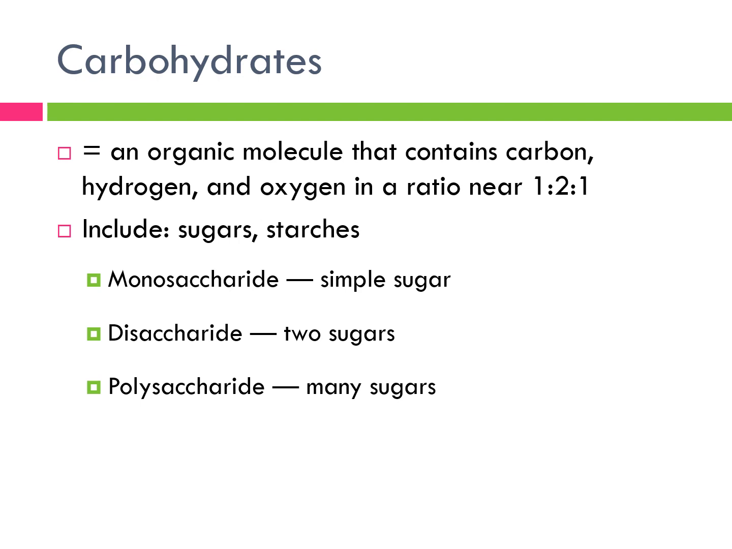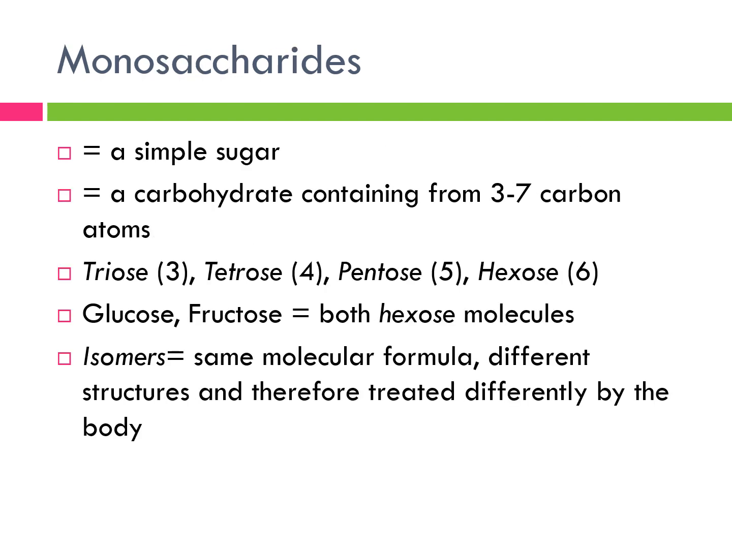So carbohydrates are organic molecules that contain carbon, hydrogen, and oxygen in a ratio that is close to 1 carbon, 2 hydrogen, 1 oxygen. These include sugars and starches, and we have 3 different types: monosaccharides, which are simple sugars, disaccharides, which are 2 sugars connected, and polysaccharides, which are multiple sugars.